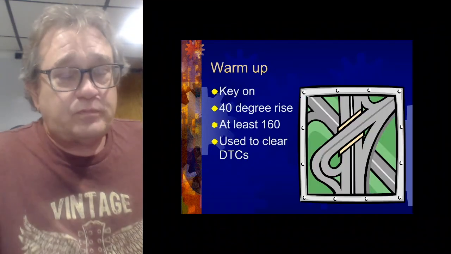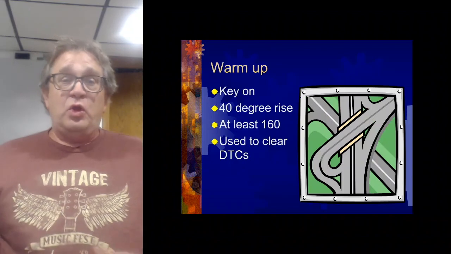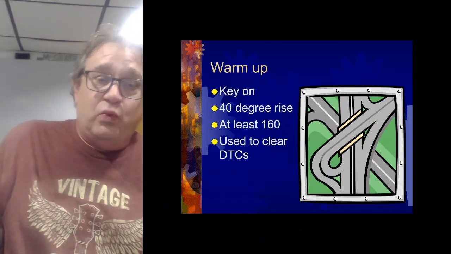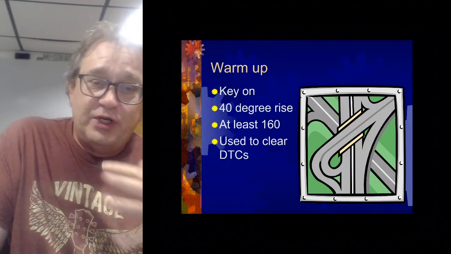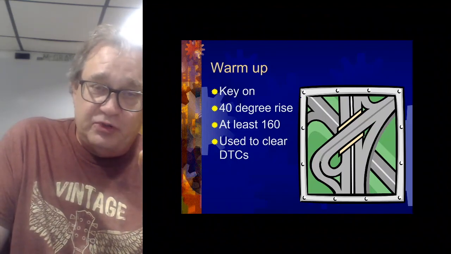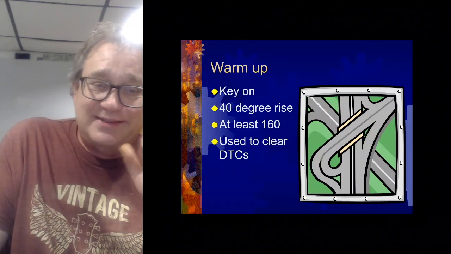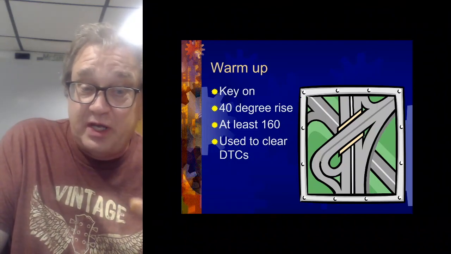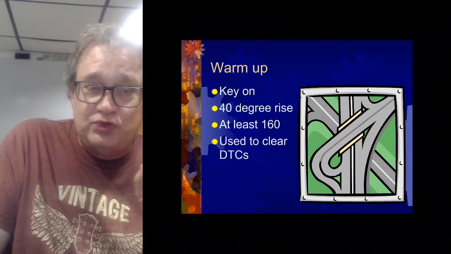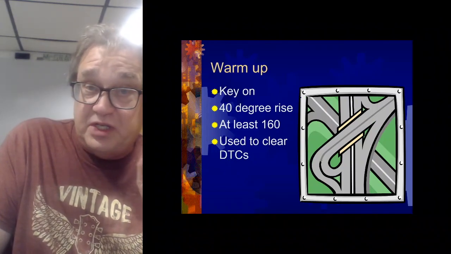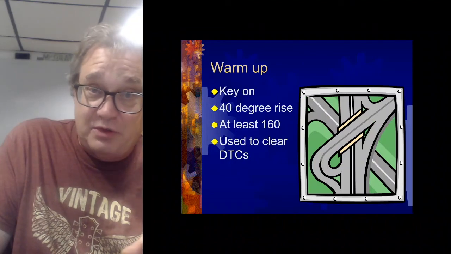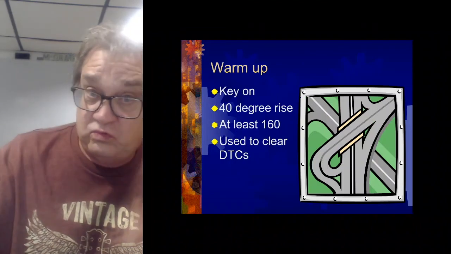Anyways. All right, a couple other key terms we've got to know. Warmup cycle. Warmup cycle generally is instituted by key turned to on, and it's a 40-degree rise in coolant temperature and hitting at least 160 degrees Fahrenheit. Now, this is used to clear DTCs. Get it? We clear DTCs by counting the amount of warm-up cycles.